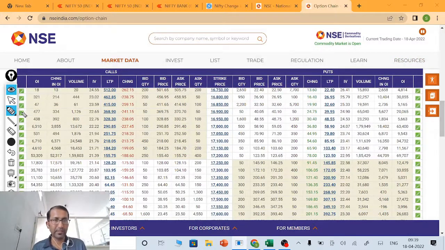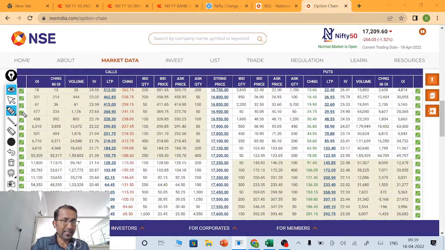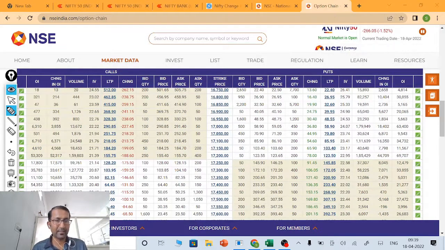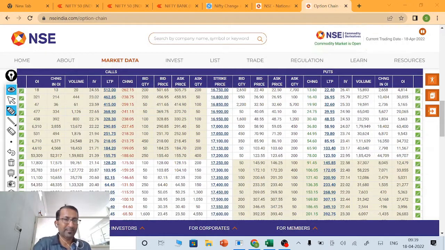let me concentrate on the open interest positions. On the call side, you can see a very high level of open interest at 17,600, that is 71,430. Then there is also a very high level buildup of call at 75,811, so that is 17,500. Next you can see call build up at 17,200.